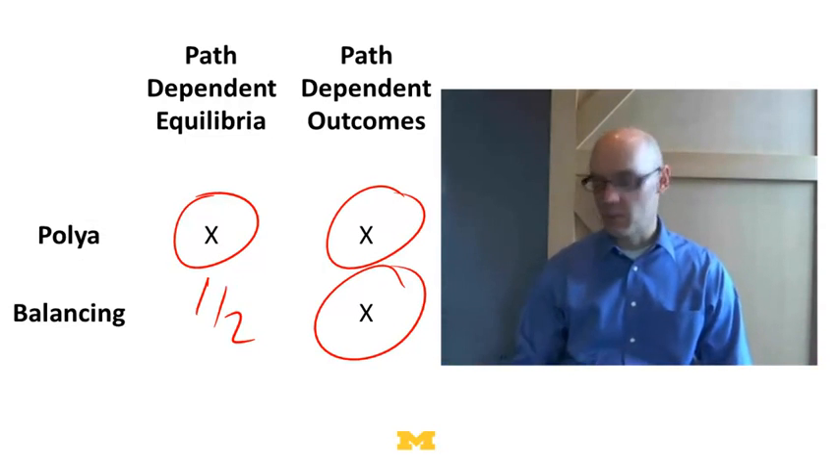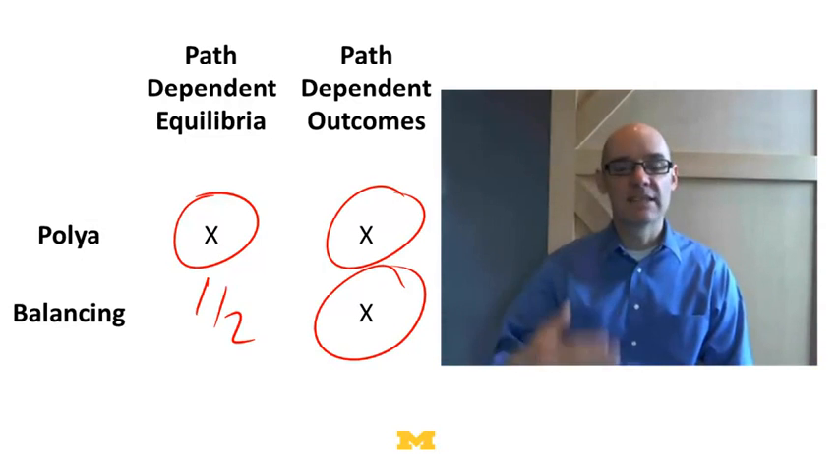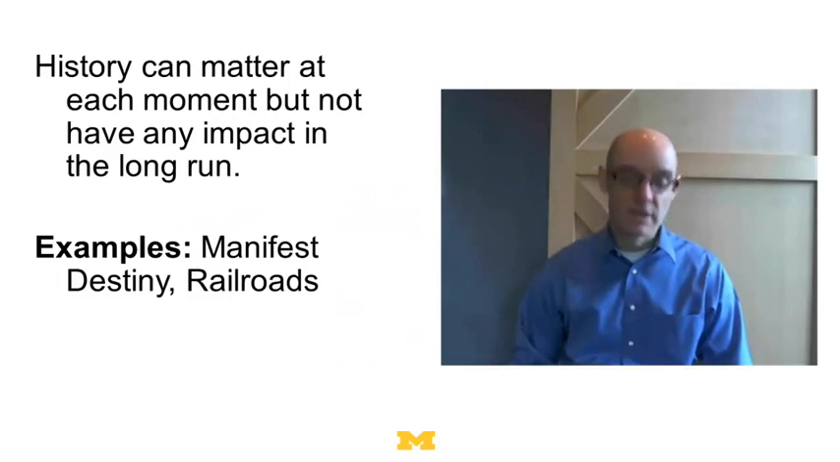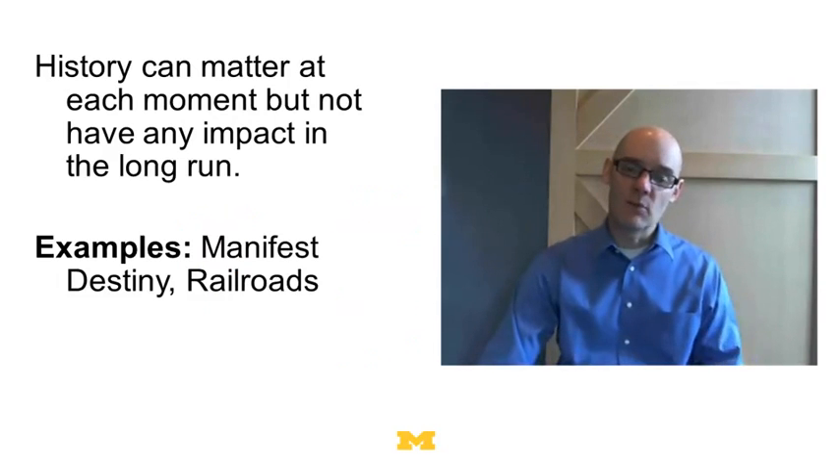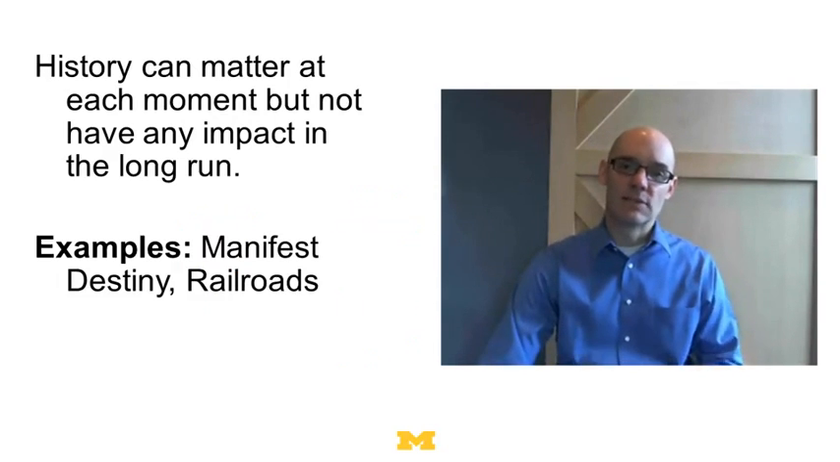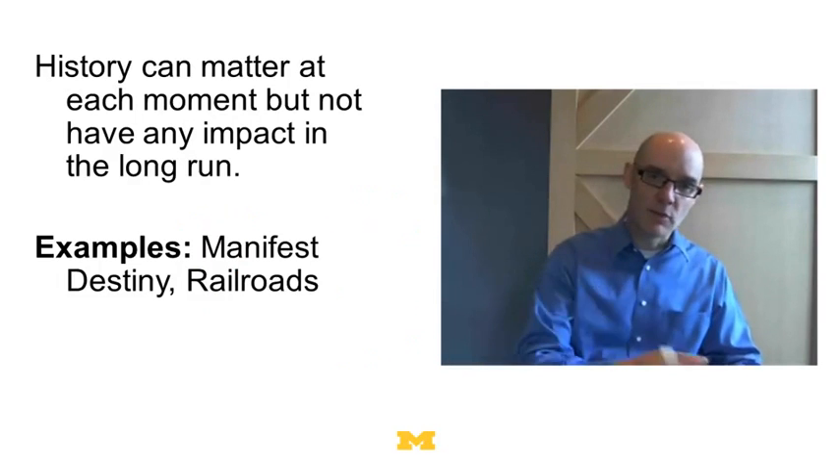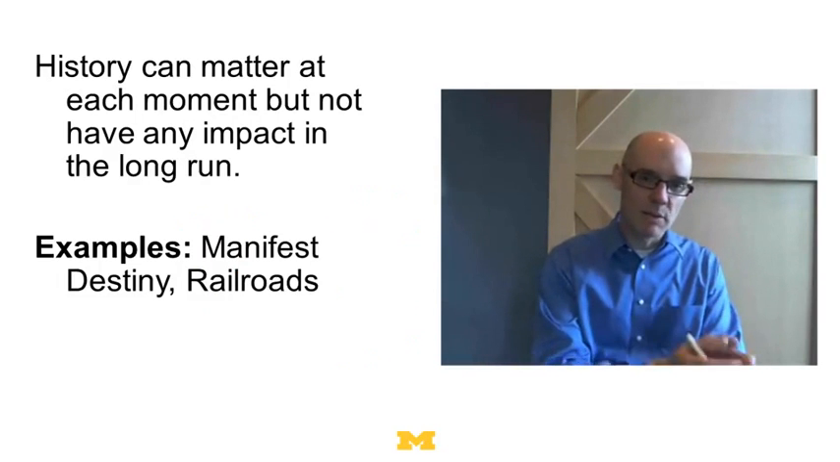Now this is an incredibly important insight because it affects how we think about identifying path dependence in the real world. I'll give an example. In the balancing process, history matters at each step in time. So when I think about what's the odds of getting a blue ball in period 7, well that depends on how many blue balls I picked in periods 1 through 6. So each period's outcome depends on the past.